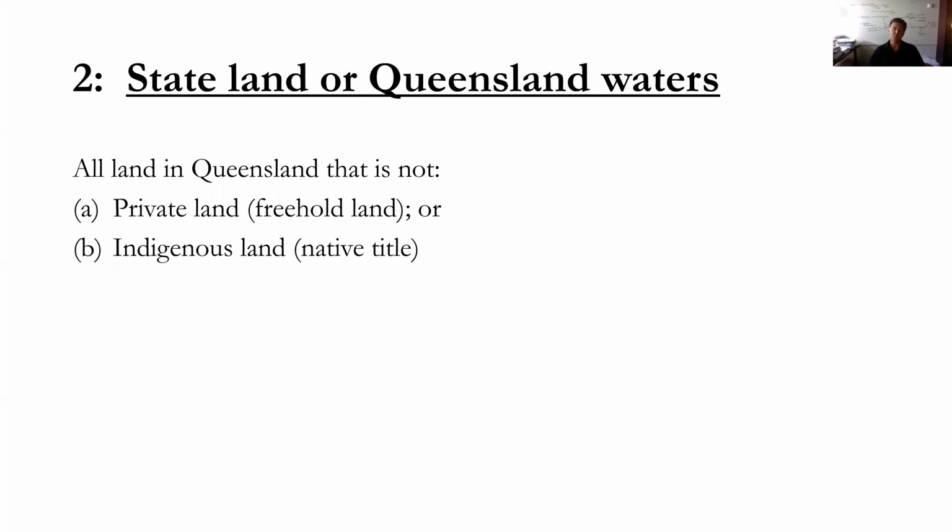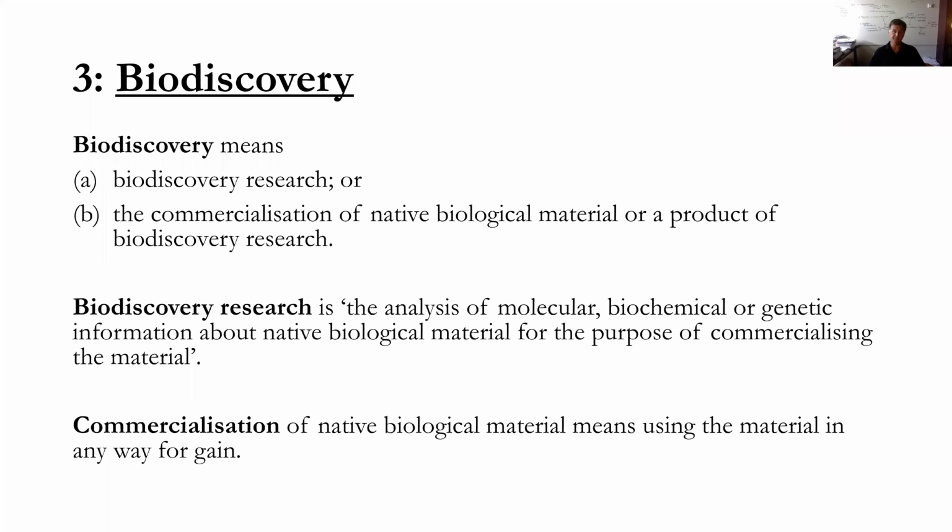Secondly, the Queensland law in relation to native biological material only applies to material that's collected from Queensland state land or waters. It does not apply to private land or Indigenous land. And this is a very important feature to be kept in mind, and it's one of the shortfalls in the Act, I think, going forward. So the law only applies to state land or Queensland waters.